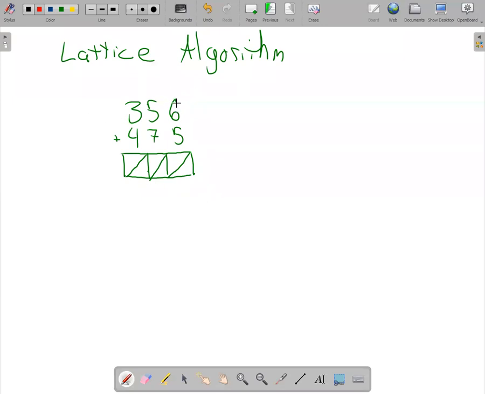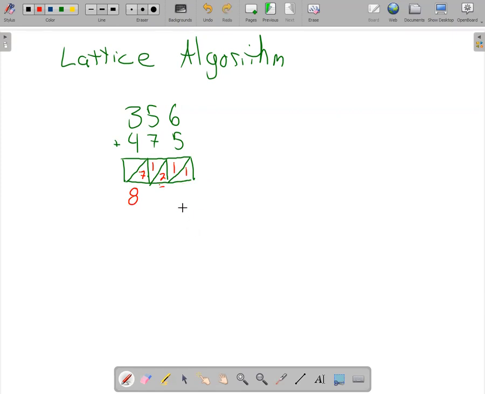I'm going to start on the right. So 6 plus 5 is 11. And so you would write the 11 like that with the slash separating the 10s from the 1s. 5 and 7 would be 12. 3 and 4 is 7. That just goes there. And then what you have are these diagonals to follow. So in this diagonal here, we have 7 and 1 is 8. 1 and 2 is 3. And there's just a 1 there. So there's the answer. I think that's cute. That's my favorite addition algorithm.